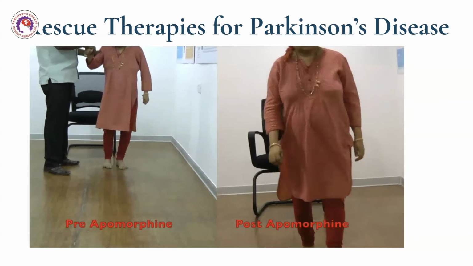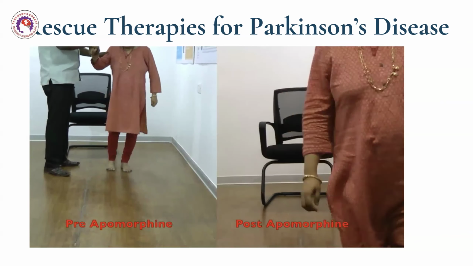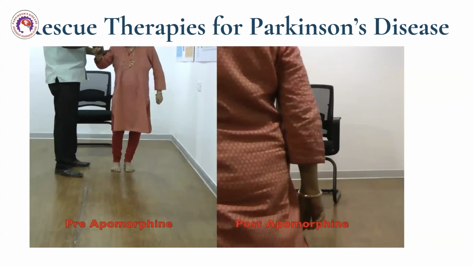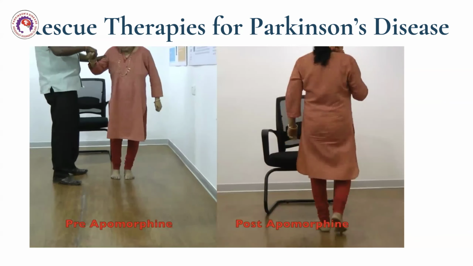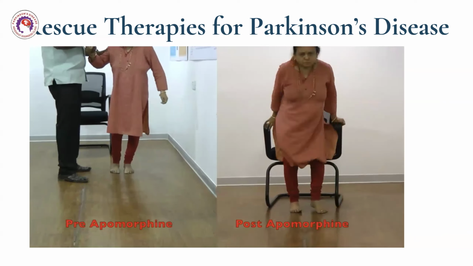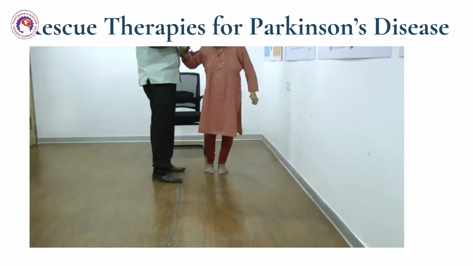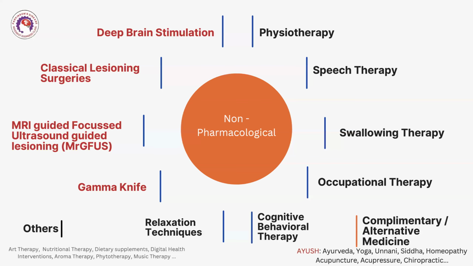So in this phase, we want other medications to work to help them out. This is how rescue therapies work for a patient with Parkinson's disease. So we saw the effect of medications, and now you saw the effect of the rescue therapies when the medications are not working. Sometimes this also may not be enough, and we need to look beyond that. That is when non-pharmacological therapies come into the picture.